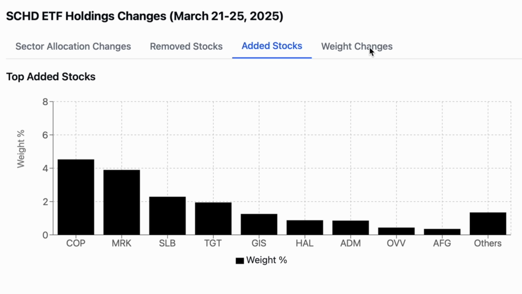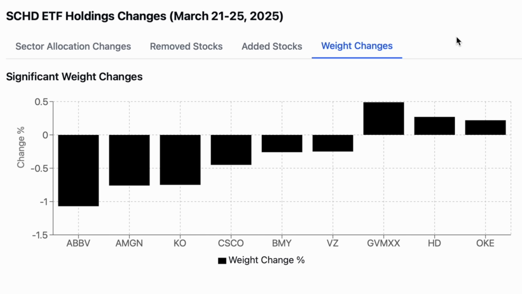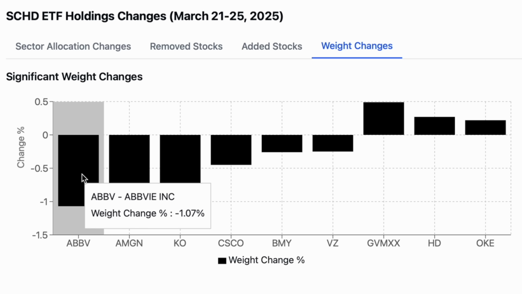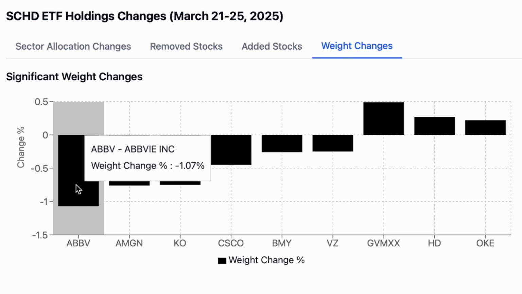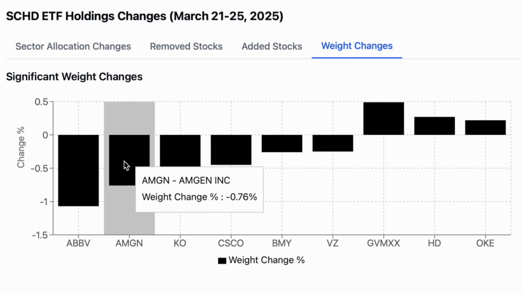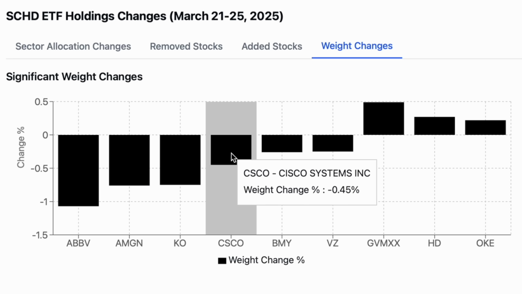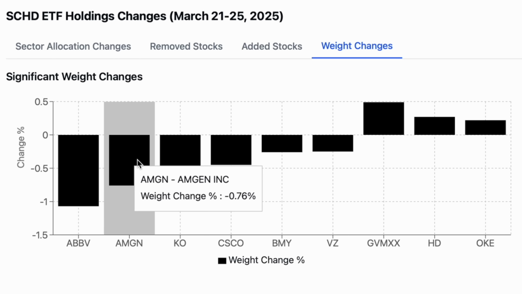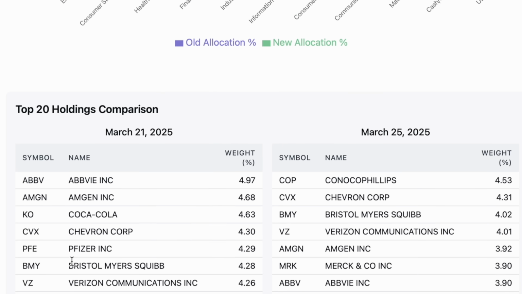And then lastly, if we take a look at the weight changes for companies that stayed in the index, really AbbVie is the biggest one, down about 1% based on where it was before. Amgen down a little bit more. But the impact really isn't as high as the adds and the removals. All right, so let's take a look at the top 20 holdings comparison.